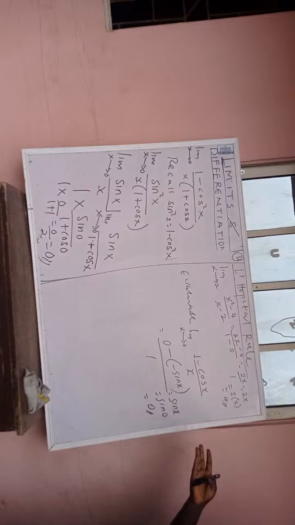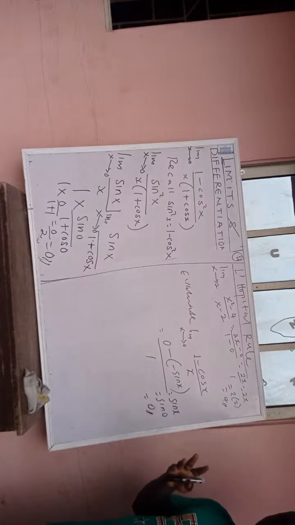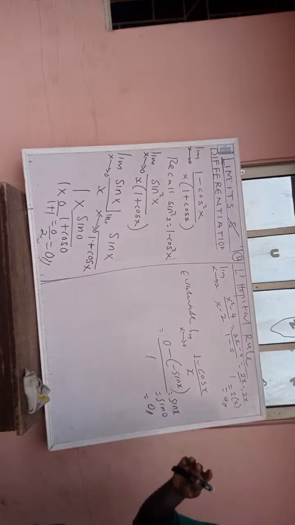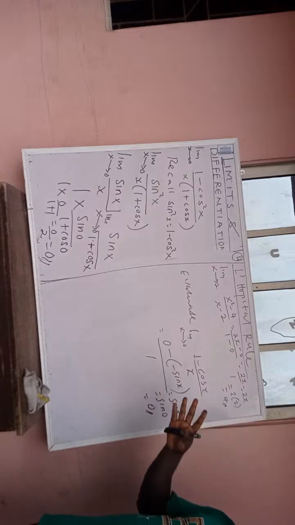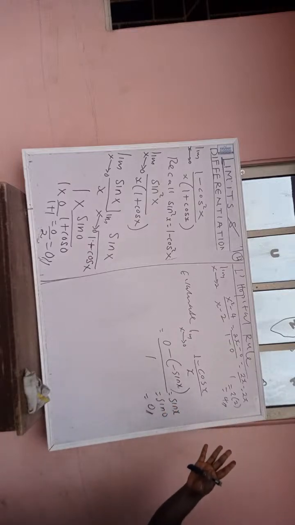That's the method. Although we still have the perturbation method, we still have the one where you divide by the highest variable, and so on, about 6-7 methods. But I have decided to use 4 methods to explain limits.